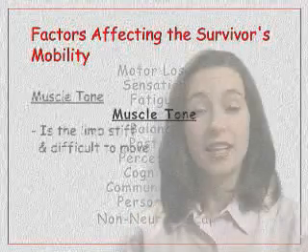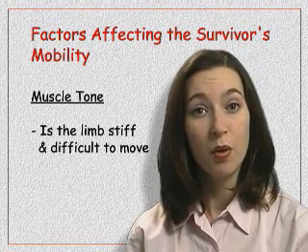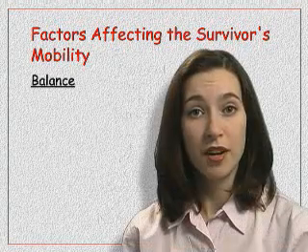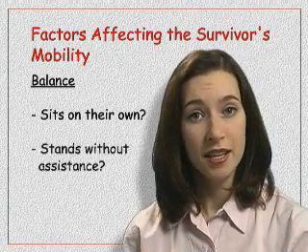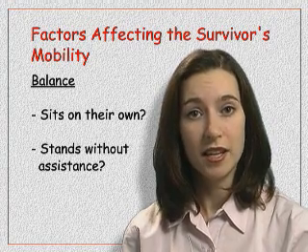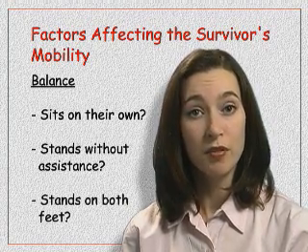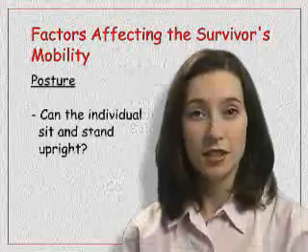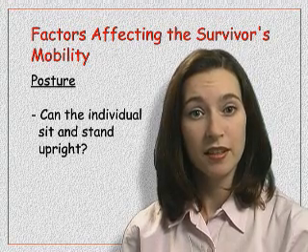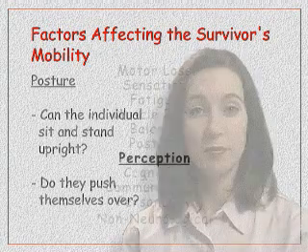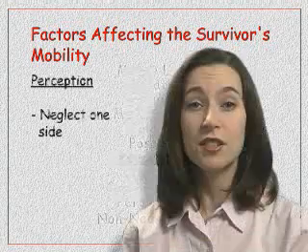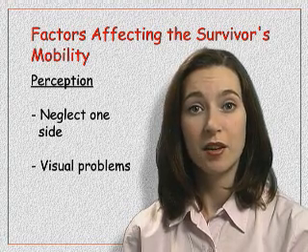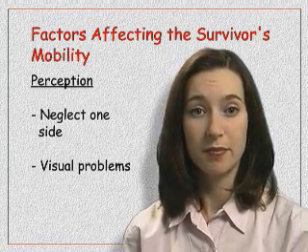Muscle tone. Is the limb stiff and difficult to move, or is it limp and floppy? Balance. Can the stroke survivor sit on their own? Can they stand without assistance? And when they are standing, do they stand with their weight over both feet, or are they shifted to one side? Posture. Does the stroke survivor sit or stand upright, or do they push themselves over? Perception. Does the stroke survivor neglect one side of their body? Do they have visual problems affecting their vision of one side?